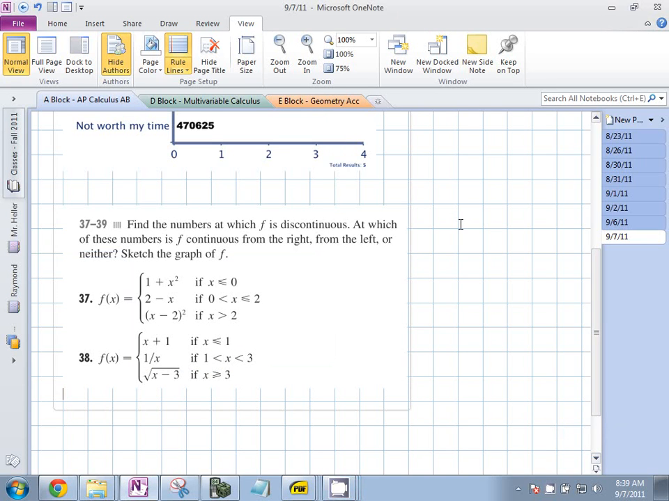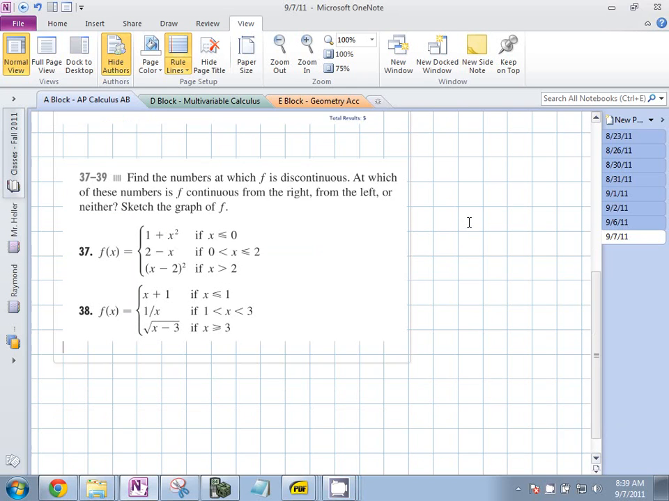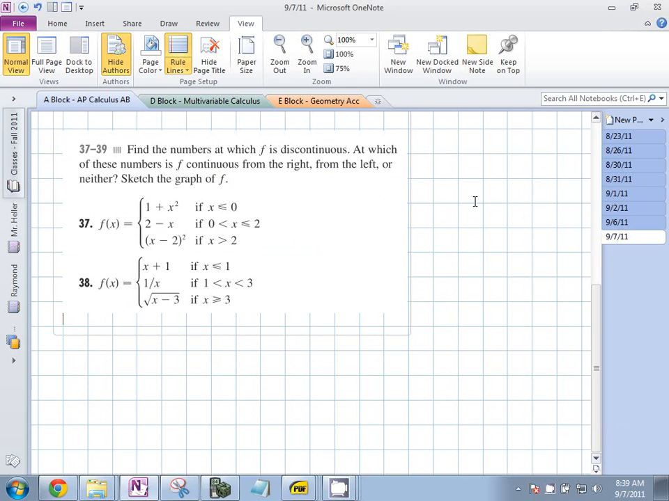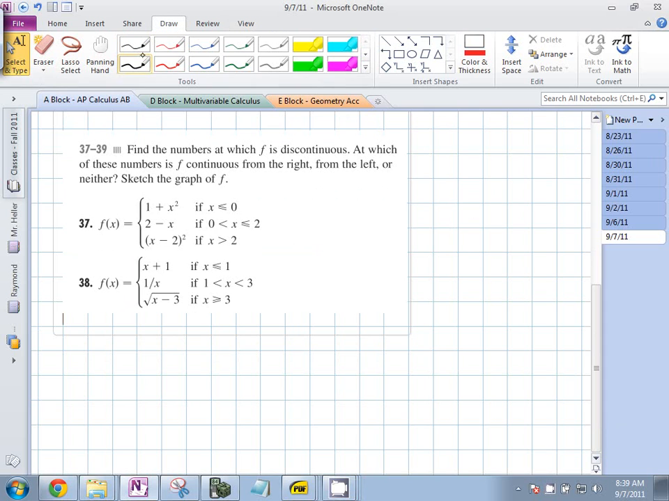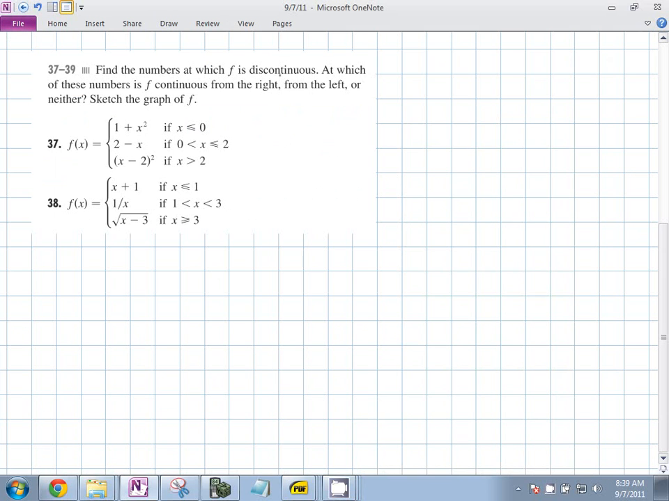On 30A, it says find the numbers at which f is discontinuous. At which of these numbers is f continuous from the right, from the left, or neither? Sketch the graph. So what do you have to do first if you're going to do 38? What should you do first? Sketch the graph. Yeah, actually sketch the graph.